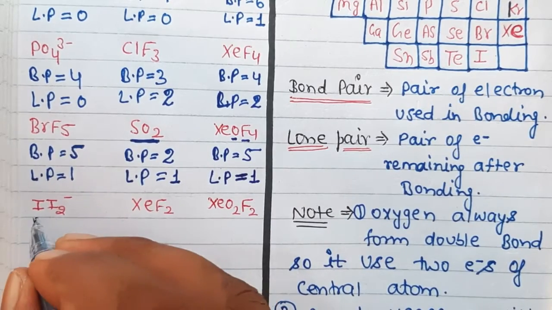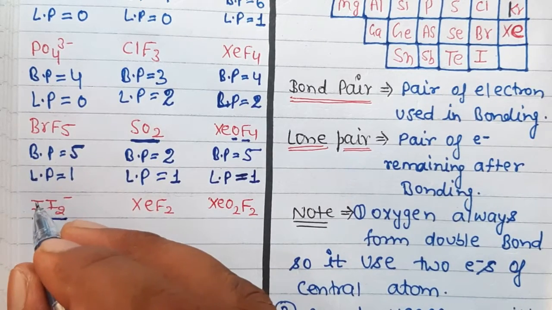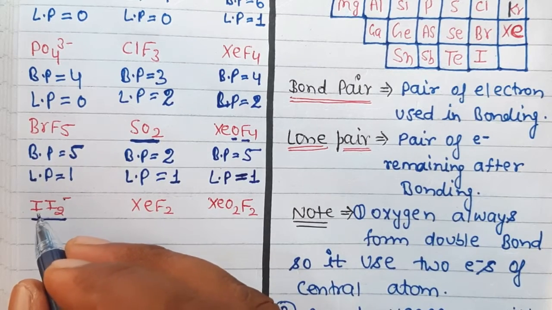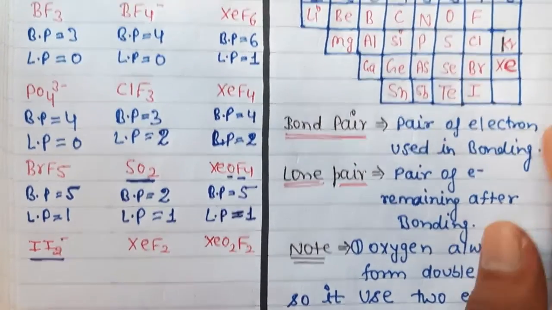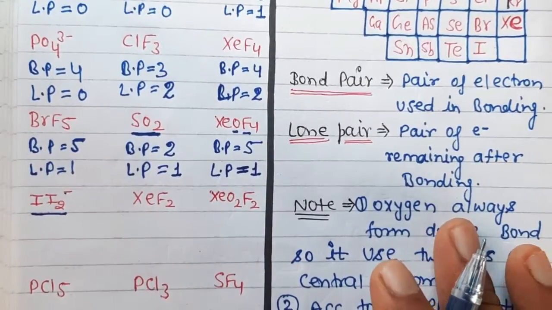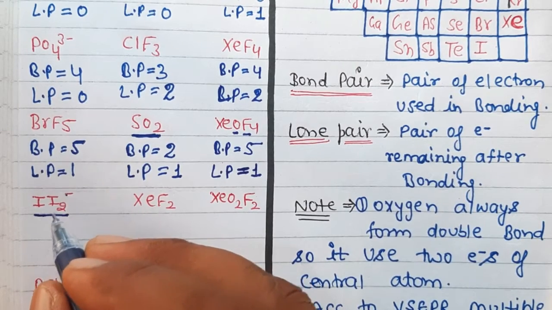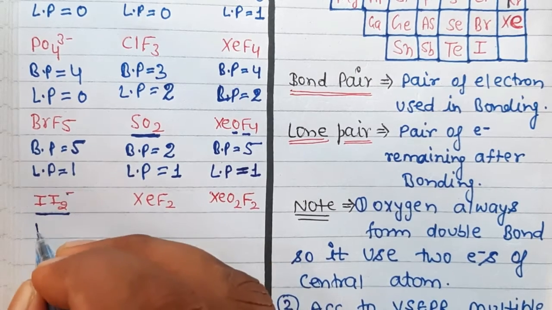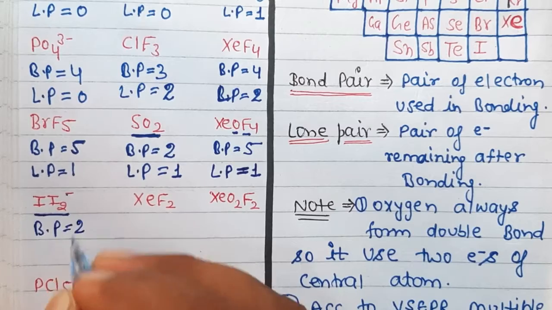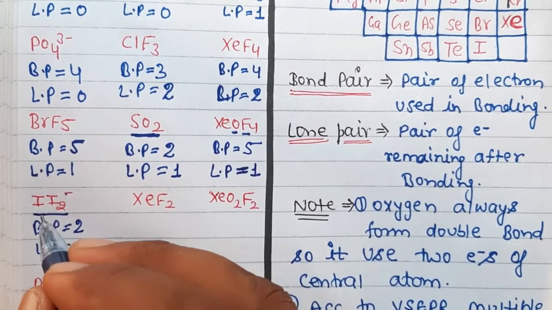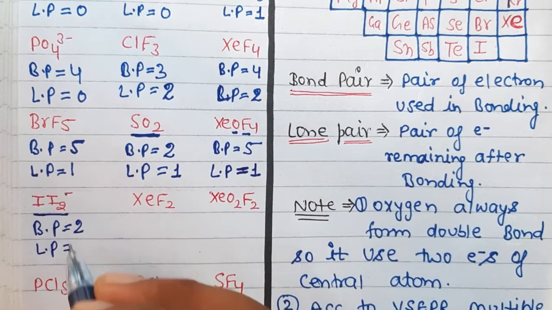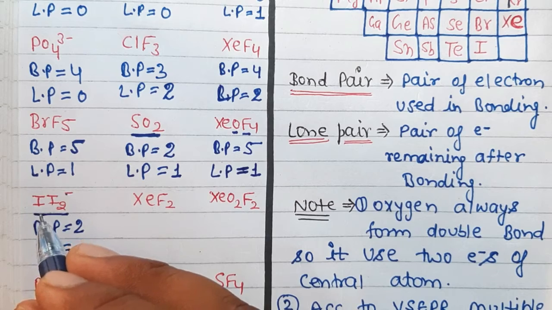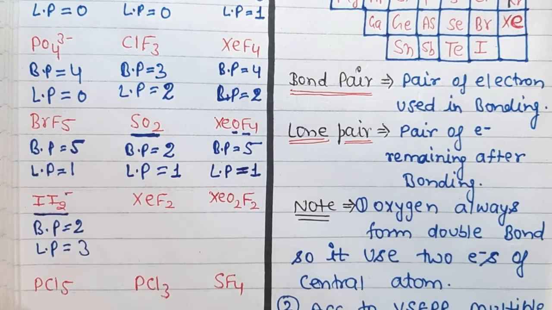In this example, iodine is the central atom and it carries a negative charge. So here iodine has 7 valence electrons according to this table, but it has 1 negative charge, so the total valence electrons is 8, and it forms 2 bonds with these 2 iodine atoms, so the number of bond pairs is 2. And if we talk about lone pair, iodine has 8 valence electrons and it uses 2 electrons in bond forming with iodine, so it has 6 valence electrons left, so the lone pair is 3.